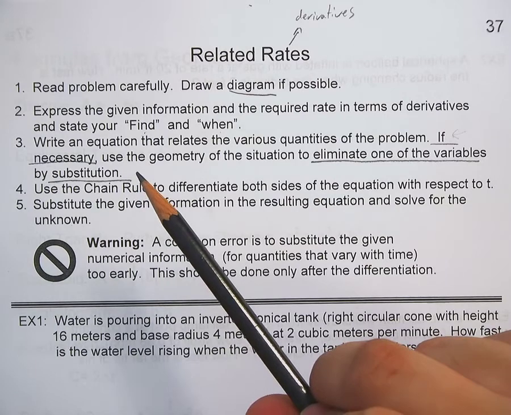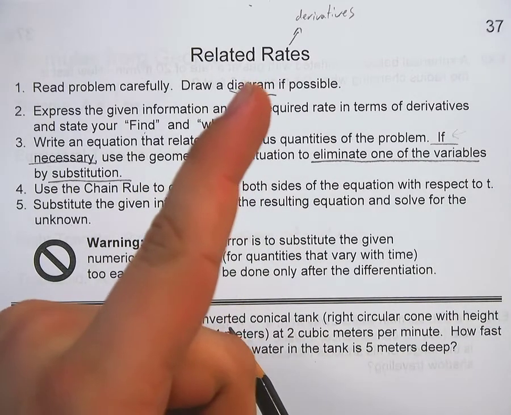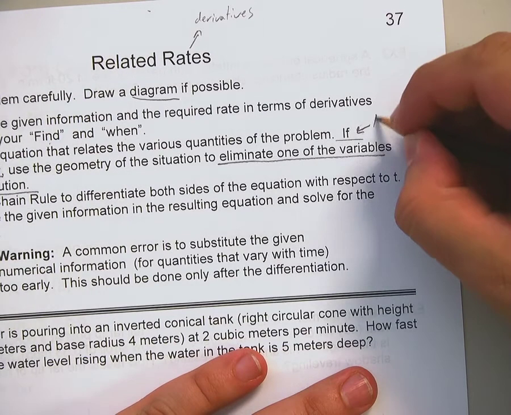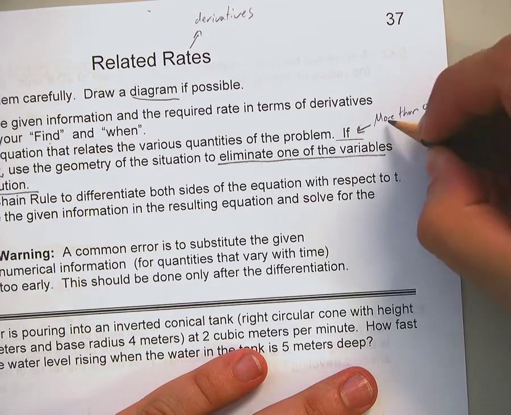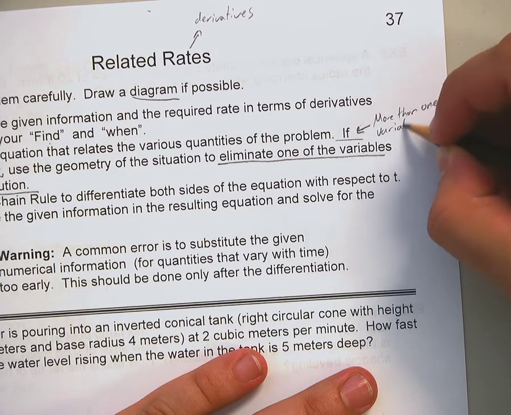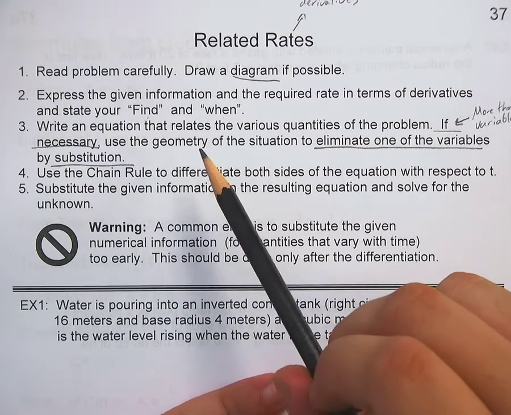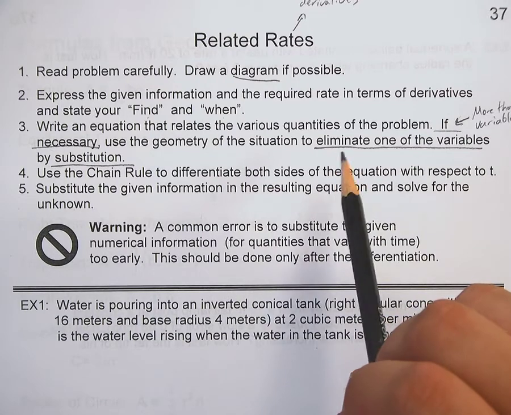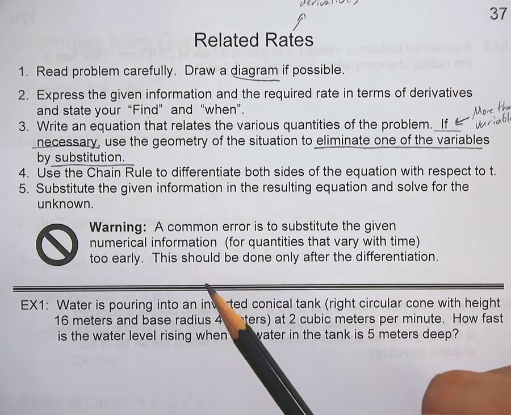What this means is that every equation needs only one variable. So if necessary, I want you to write this down here. If necessary means more than one variable. If you have more than one variable, you need to use geometry, the geometry of the situation. You need to use what's going on, and you need to eliminate one of those variables. And you'll see what I mean by that in just a second.